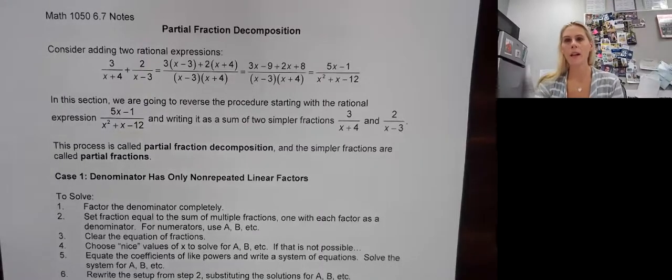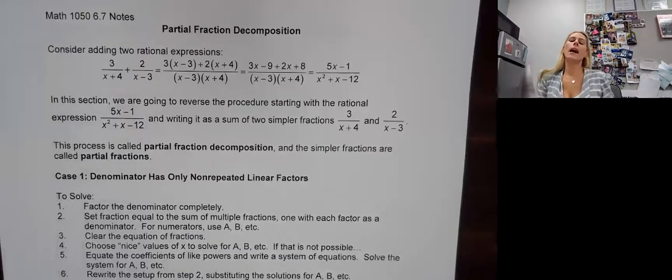Hello, everyone. So this is the last section in this chapter. It is partial fraction decomposition. So first, we're going to see adding or subtracting rationals and simplifying. And what we're actually going to be doing is going backwards.